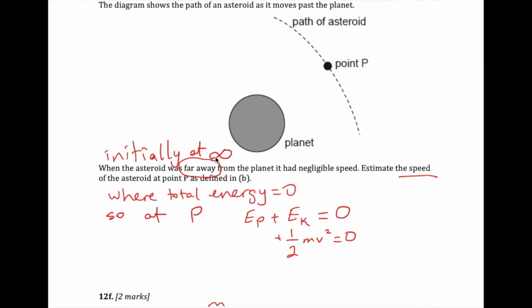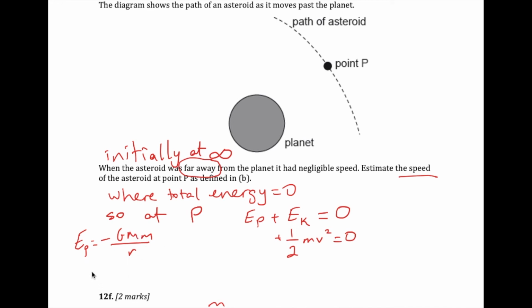So initially this asteroid is at infinity, where total energy is defined as 0, which means at P, at this location, the potential energy plus kinetic energy must also be equal to 0. In kinetic energy, we can write 1/2 mv squared. What do we write for potential energy? Now, you might want to use this, minus GM over r. And once again, we're stuck because we don't know the mass of the planet.